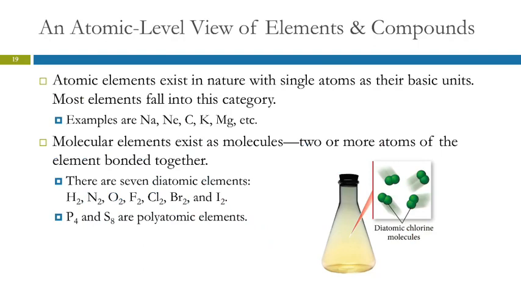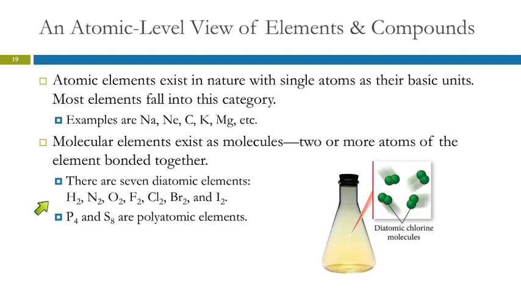So more details. I'm going to go over this fairly quickly because you guys can read. Atomic elements, they have single atoms as their basic unit. This describes most elements. Then we have molecular elements. These exist as molecules. It could be two atoms covalently bonded together or more.